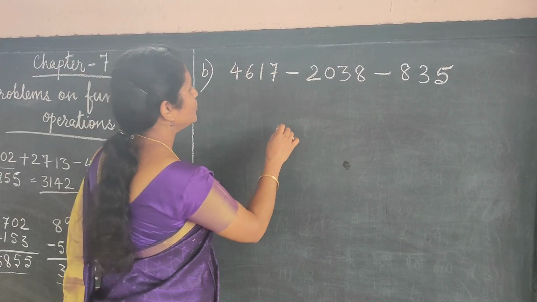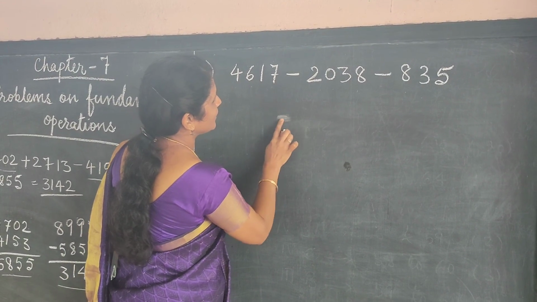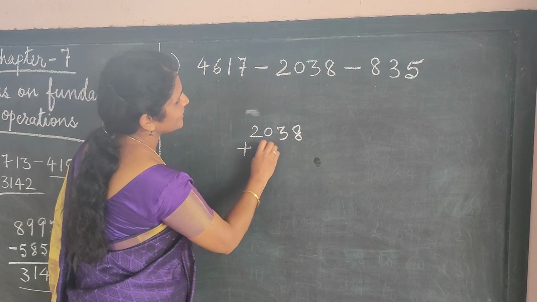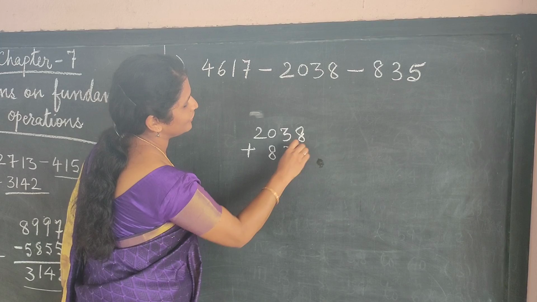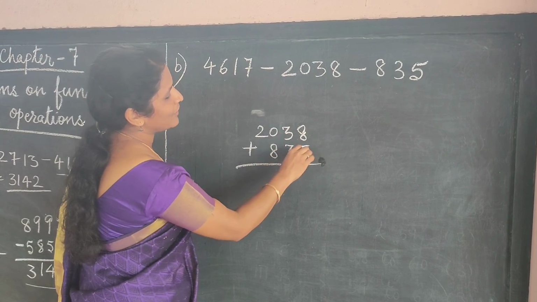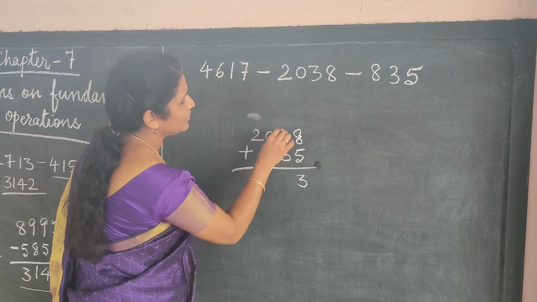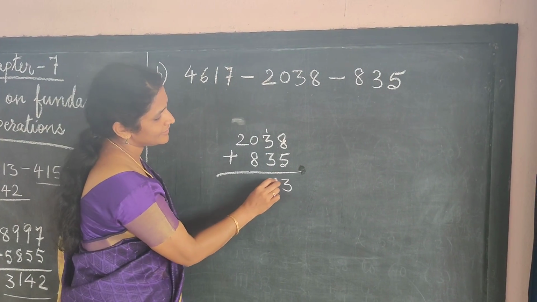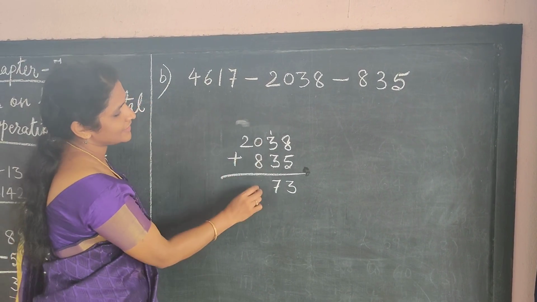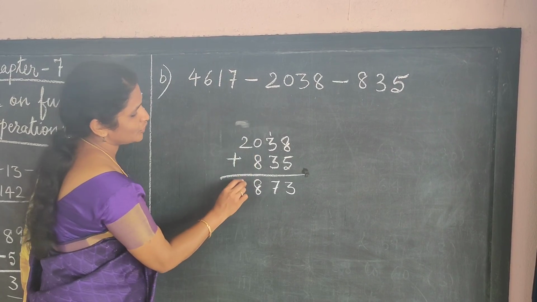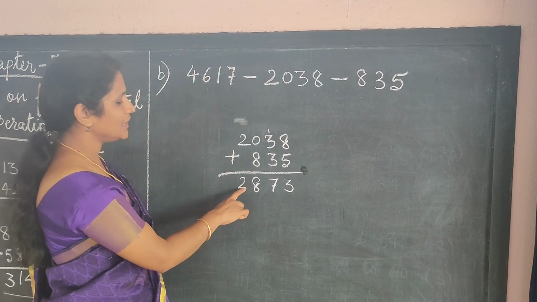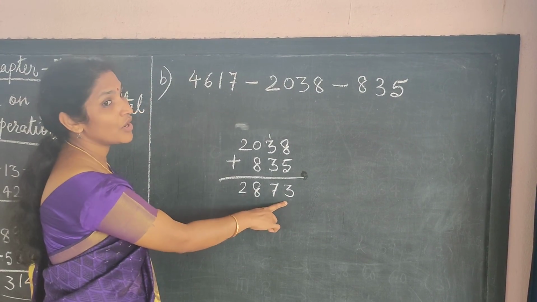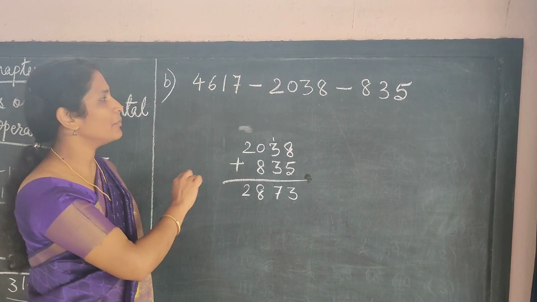We can add them together. 2038 plus 835. 8 plus 5, 13, 1 carry. 3 plus 3, 6 plus 1, 7. 8 plus 0, 8. 2. We got the number 2873. This is the sum of minus signed numbers.